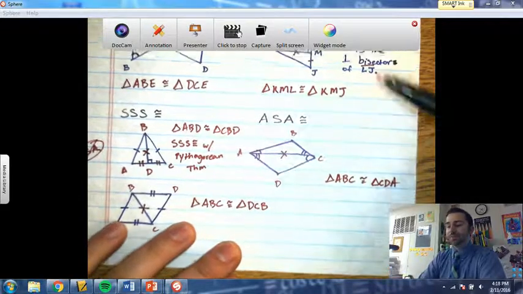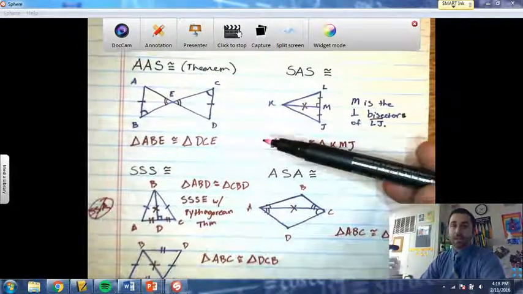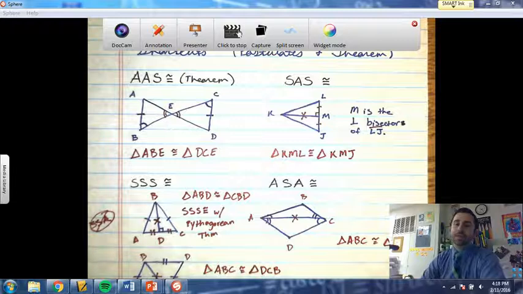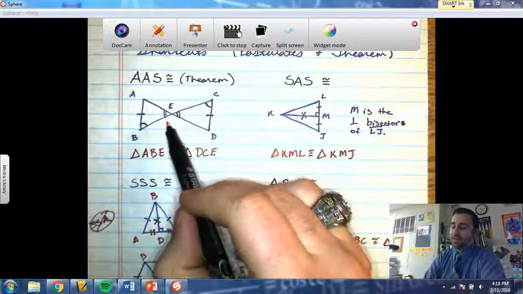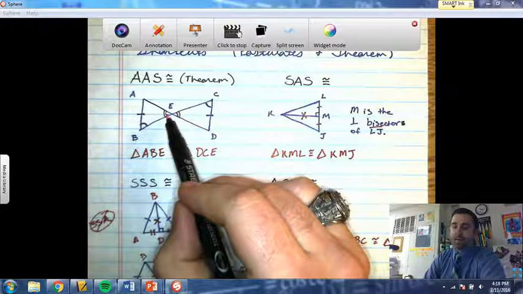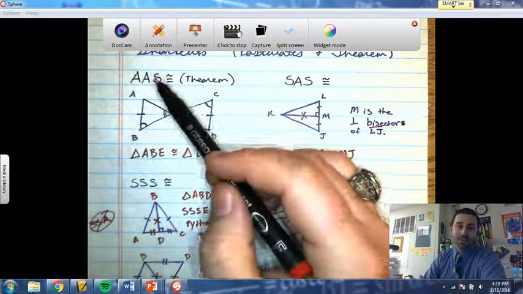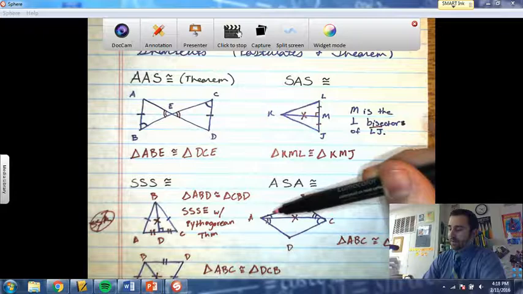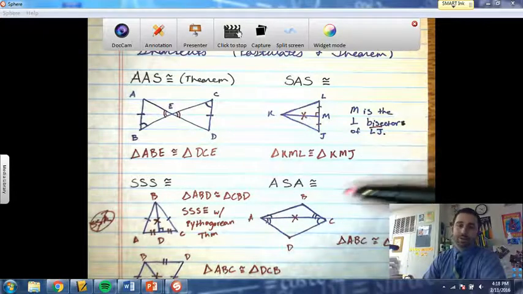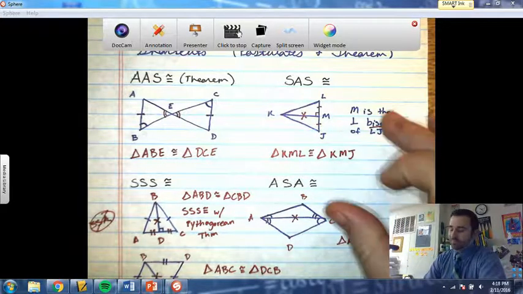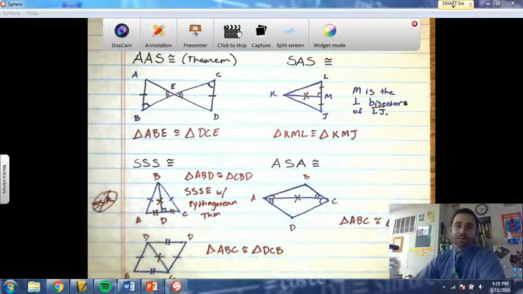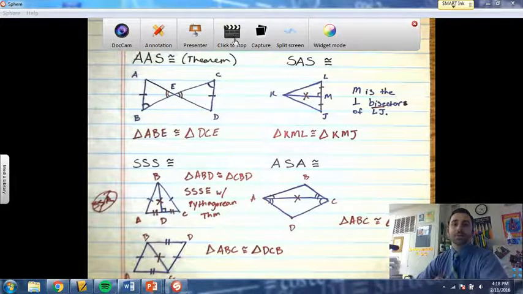It's important to note the difference between angle, angle, side, the theorem, and angle, side, angle, the postulate. Notice it's all about the placement of the side. In this situation, angle, angle, side, it is two angles with a side that is not between them. Whereas over here, I have two angles with a shared side between them. Using these different theorems and postulates, we can prove congruence and then solve a couple of different problems in these congruent triangles.